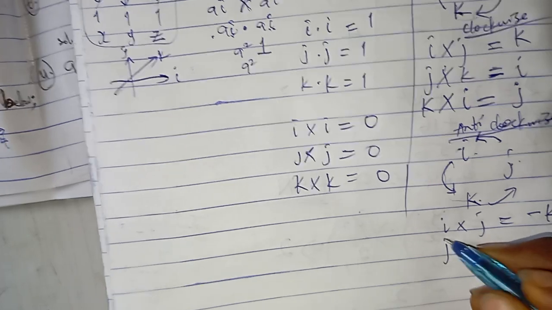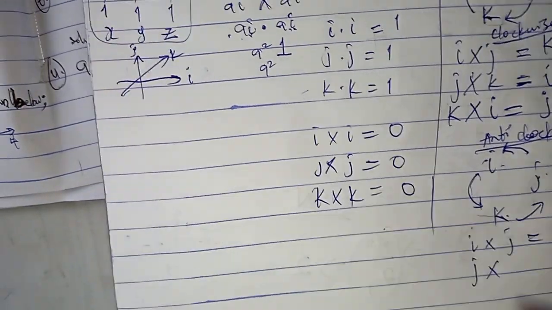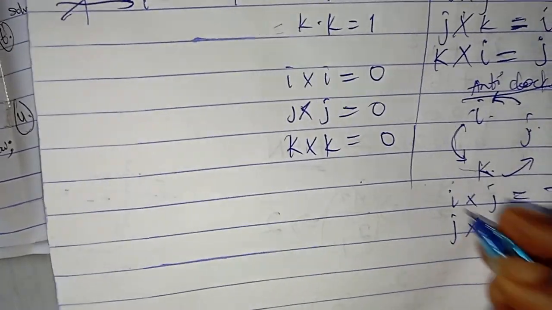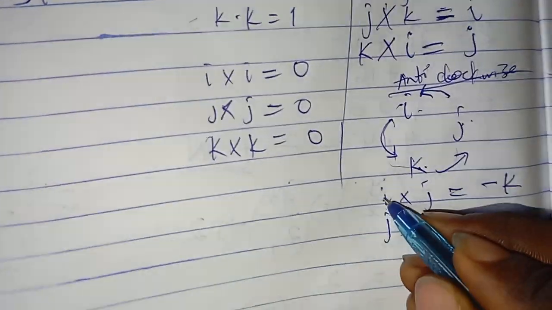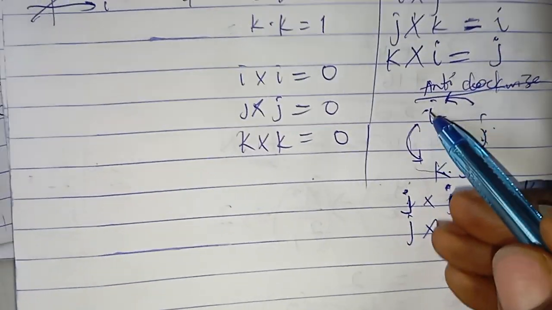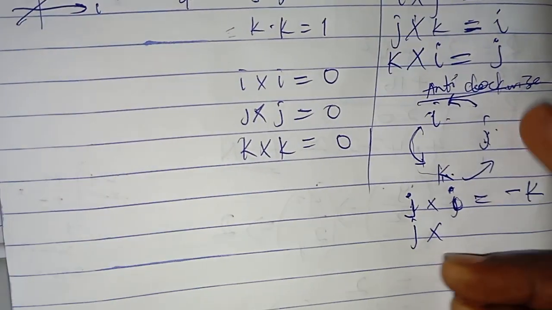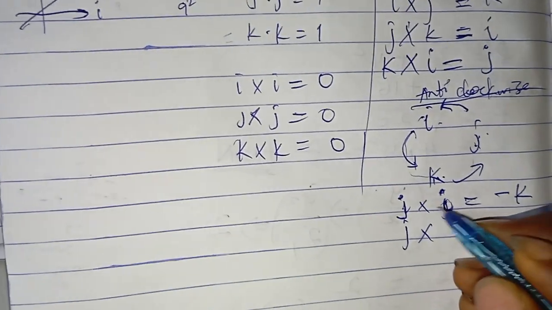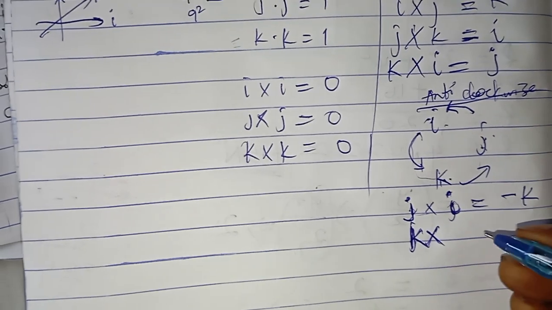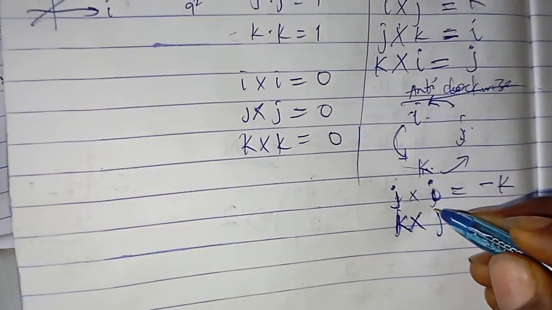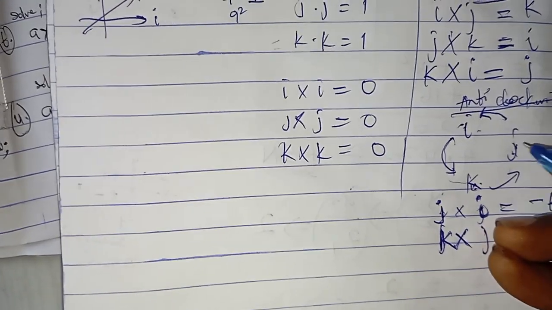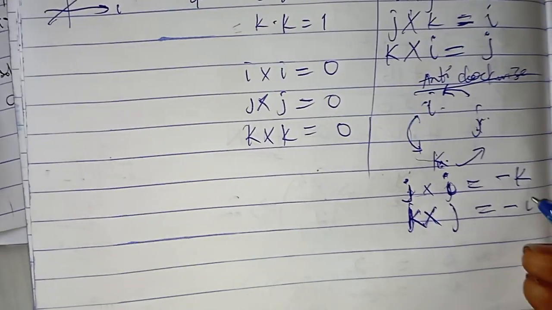Then j cross k. And notice that in this case, it is no longer going this way. Rather, it's something of this nature. Instead of i cross j, now it will be j cross i. So j cross i gives me negative k. So it's moving in the negative direction. Then k cross j gives me negative i.